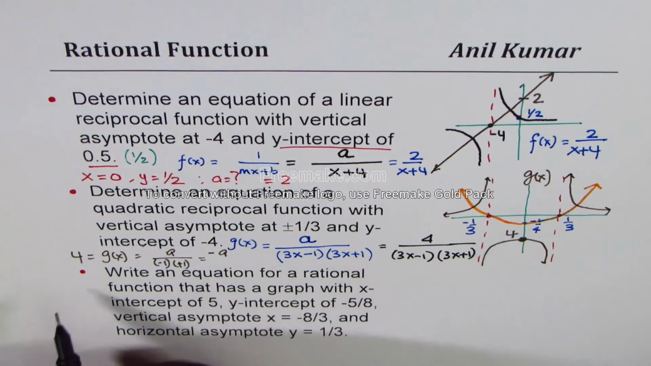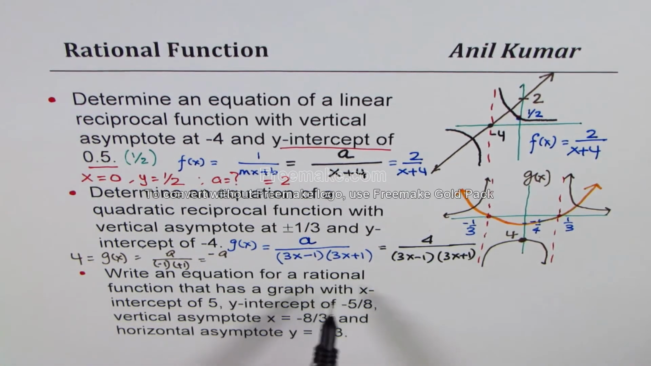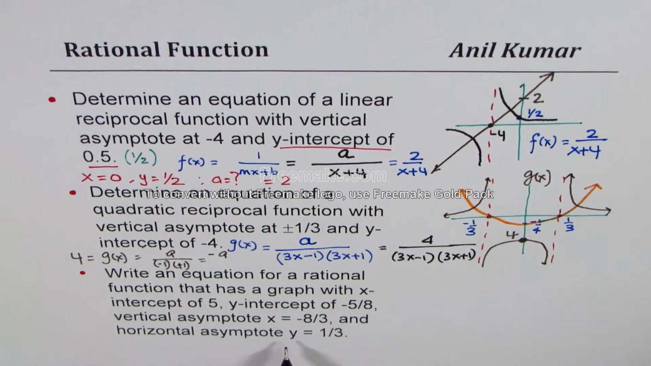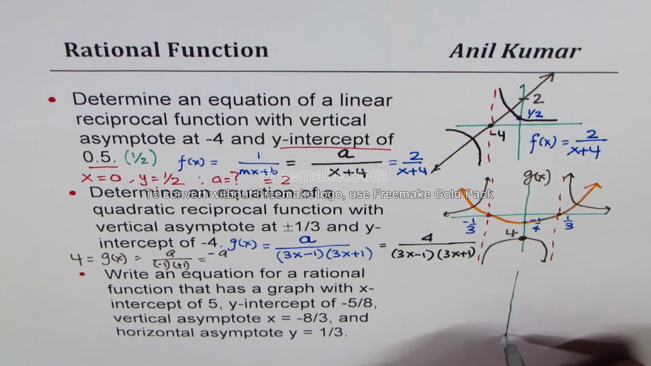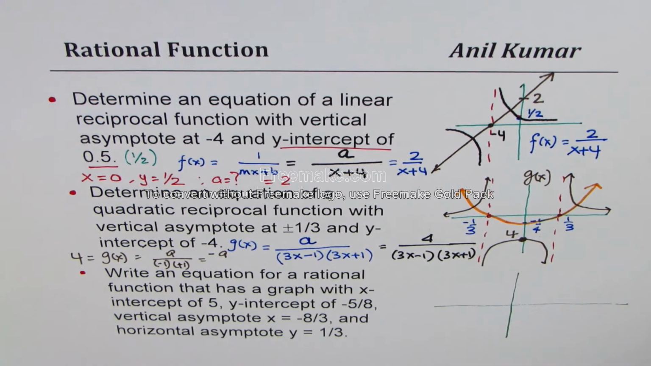Now let's move on and see the last question here, which is: write an equation for a rational function that has a graph with x-intercept of 5, y-intercept of minus 5 by 8, vertical asymptote x equals minus 8 over 3, and horizontal asymptote y equals 1 over 3. So a lot of information to compile here. Let's make a sketch to put it all there, and then we'll work it out.